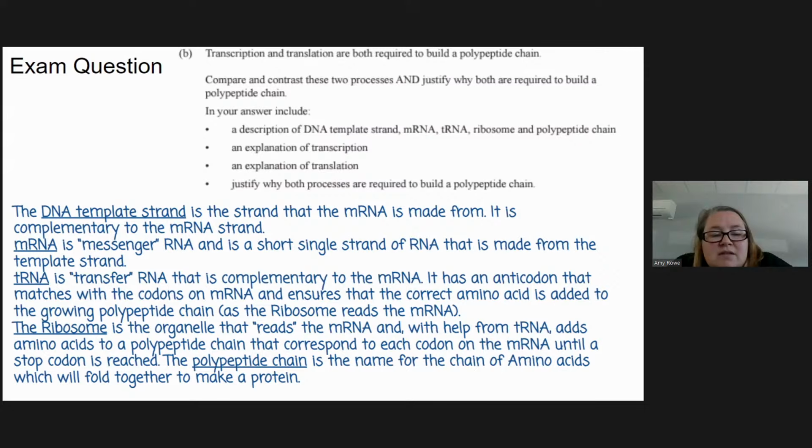And the ribosome is the cell organelle that reads the mRNA, and with help from tRNA, adds amino acids to a growing polypeptide chain that corresponds to each codon on the mRNA until a stop codon is reached. The polypeptide chain is just the name we give for a string of amino acids joined together by peptide bonds and which will fold together to make a protein. So that first bullet point is basically just providing definitions for each of those 5 terms.